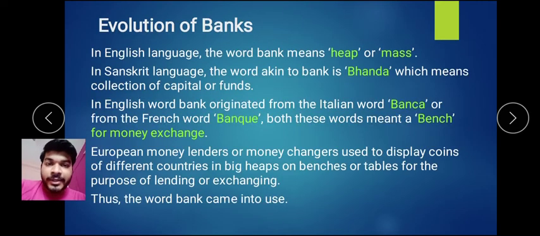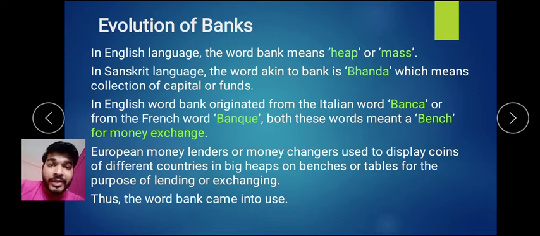Now, how does this word bank come about and how is it made? Talking about the English language, bank means heap or mass. In Sanskrit, this word is known as bhanda, which means a collection of capital or fund. Then in English, how did this word bank come? The word bank came from the Italian and French words banca and bancu, which means a bench of money exchange.